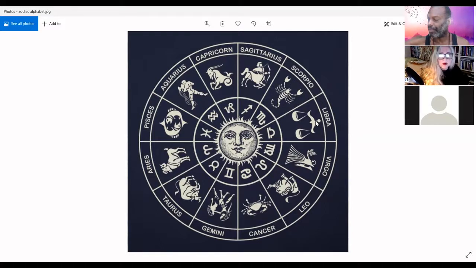Taurus. To the left, Cancer, Leo, and Virgo. Left sextile, Cancer. Left square, Leo. Left trine, Virgo. To the right, Pisces, Aquarius, Capricorn. Right sextile, Pisces. Right square, Aquarius. Right trine, Capricorn. That's for Taurus. If you need me to slow down, if you need me to stop and repeat, let me know.